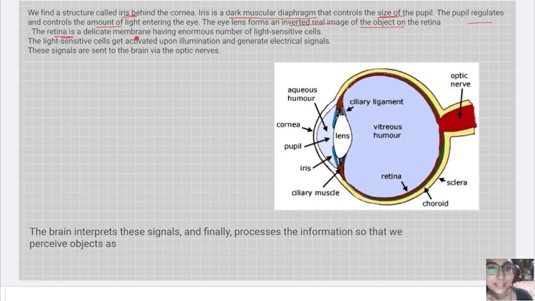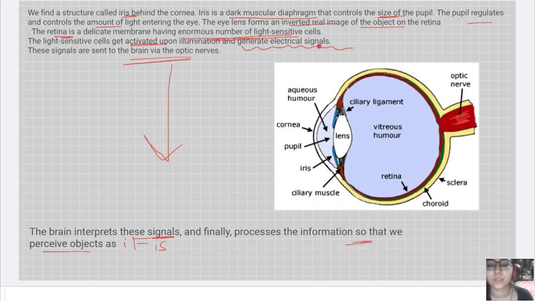The retina is a delicate membrane having an enormous number of light sensitive cells, and these cells basically get stimulated upon illumination and generate electrical signals. These signals are sent to the brain via the optic nerves, these nerves here. The brain then interprets these signals and finally processes the information so that we perceive the object as it is.